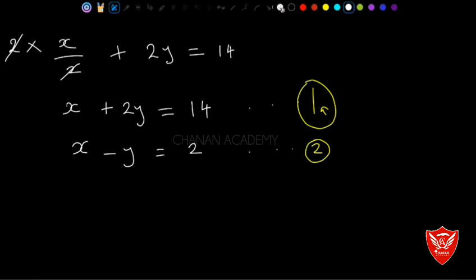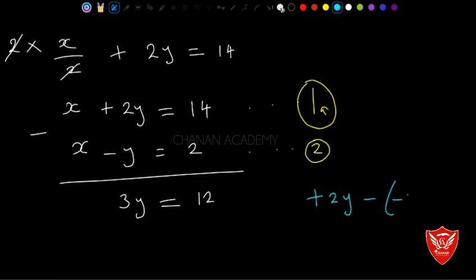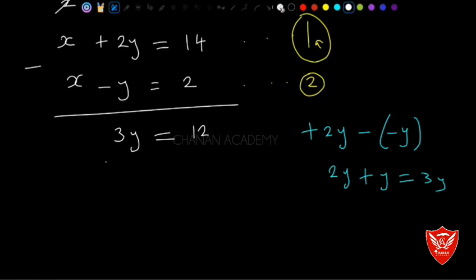Now look at it very well. I want to eliminate the x, so I'm going to subtract. When I subtract, I'm going to have 3y equal to 12. The 3y came in because we have plus 2y minus minus y, which is 2y plus y, and that's why we have 3y there. Okay, so we're going to divide both sides by 3. If we divide by 3, y will be equal to 4.